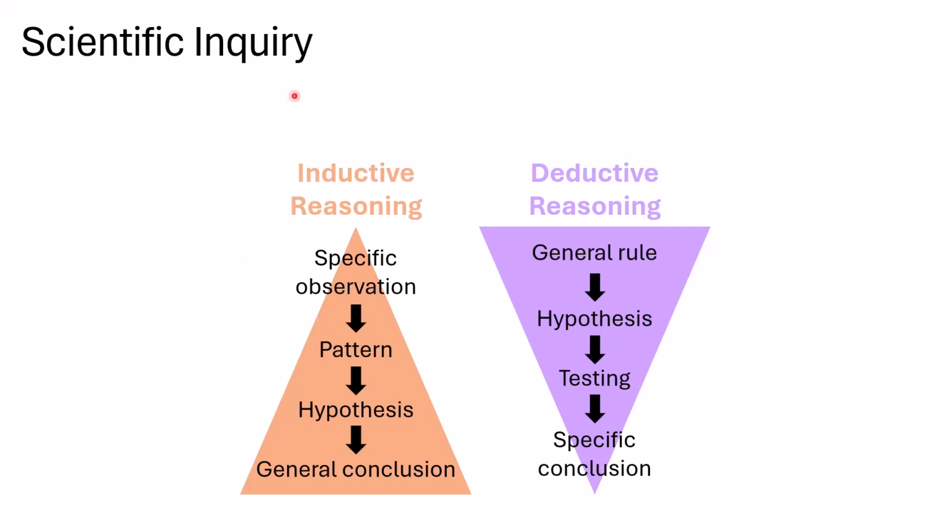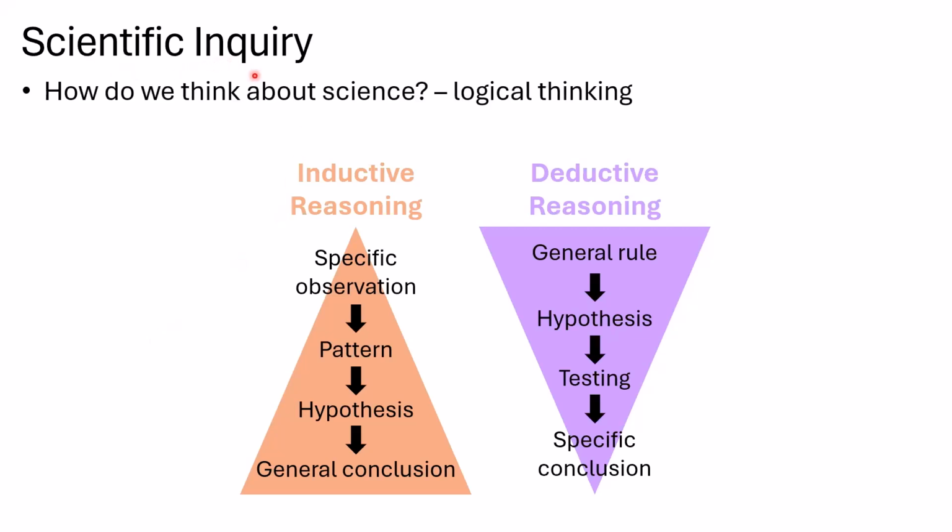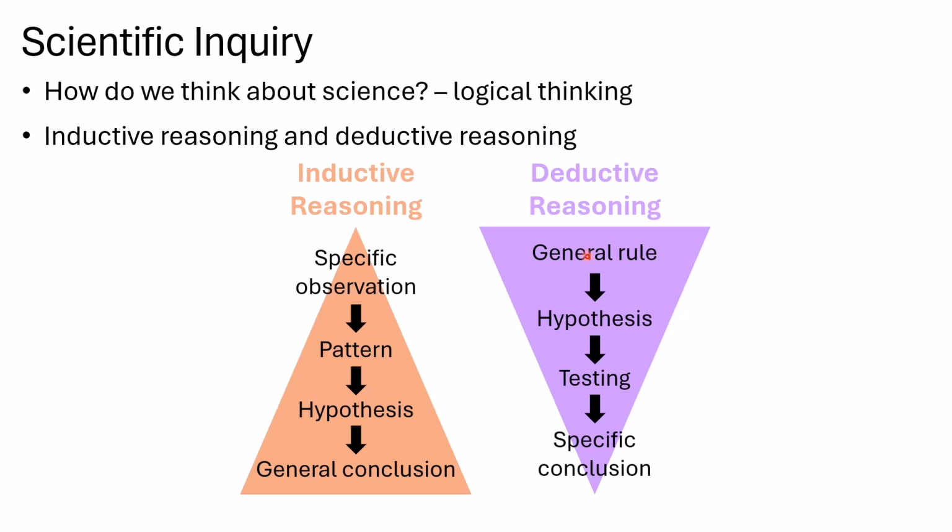Before we go into the scientific method, let's talk about how we perform scientific inquiry, or how we think about science. Science involves logical thinking. There are two methods of arriving at logical conclusions: inductive and deductive reasoning. Inductive reasoning is a narrow to broad approach. It begins with specific observations. From these observations, we find a pattern. We develop a hypothesis about the pattern, and then we draw a general conclusion from our tests of the hypothesis.